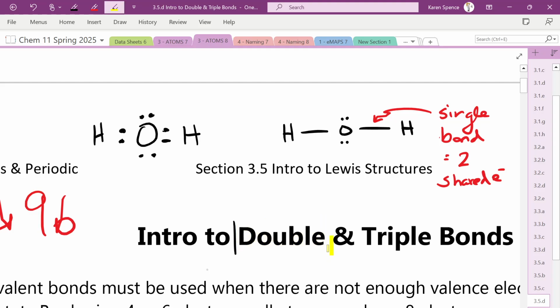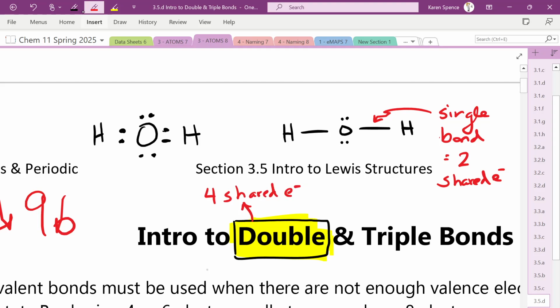Okay. Double bonds. How many shared electrons do you think are in a double bond? 4. 4 shared electrons, yes. And a triple bond, how many shared electrons? 6 shared electrons, 3 pairs.